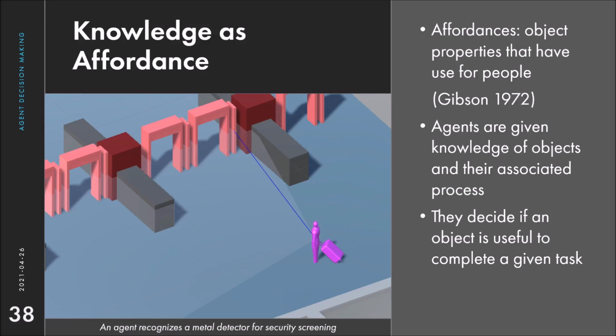Agent knowledge is based on the concept of affordances. These are properties of an object that have use for a person, whether for good or for bad. For example, an agent is looking for security in a terminal. They will not be told where the area is. Instead, they have knowledge of objects that are part of the screening process, like a metal detector. While searching the airport, agents are looking for objects like a metal detector or signs, cues, and other objects that they know will provide them that clearance.